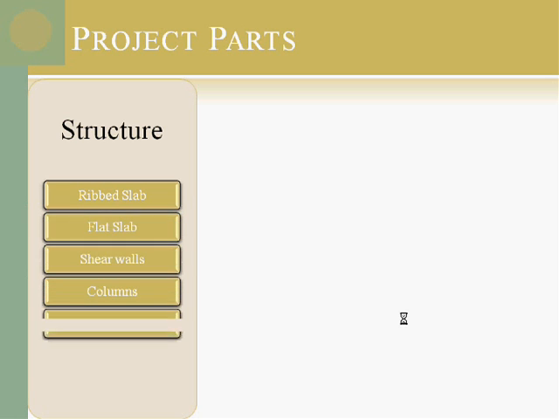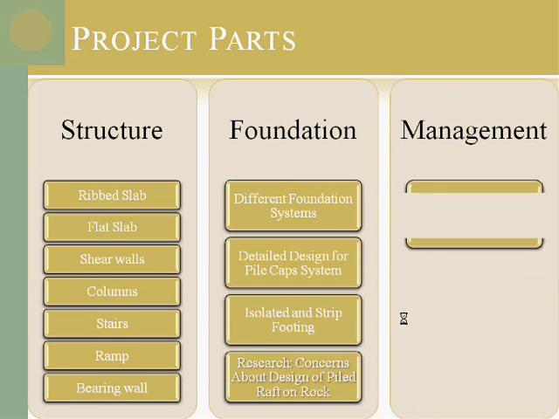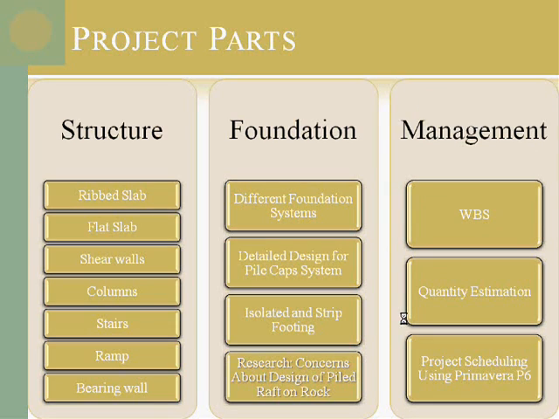As you can see, we have 3 main parts in our graduation project: the structural, foundation and management. In the structural, we did the design for the ribbed slab system in some of the floors, flat slab, shear walls as vertical member, and that was very important element in our graduation project, the columns, stairs, ramp and bearing walls. In the foundation part, we analyzed the different foundation systems that may be used in this structure, and we show how it fits this building or not by doing that procedure for different systems.